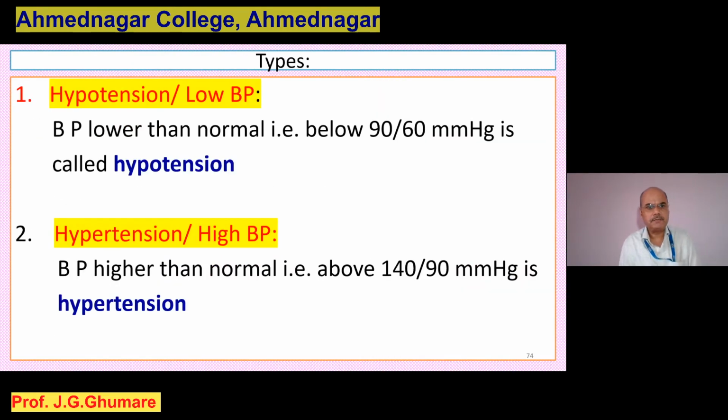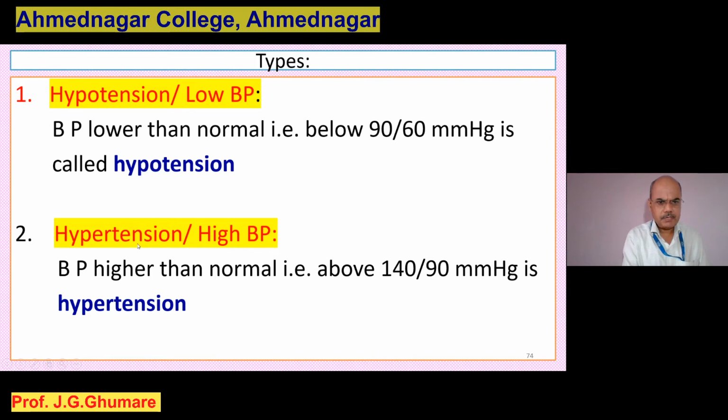So we'll have two types. One is called hypotension, or low blood pressure. This is blood pressure lower than the normal. 120 by 80 mmHg is normal; 90 by 60 mmHg is low. This is called hypotension. We call it low blood pressure.